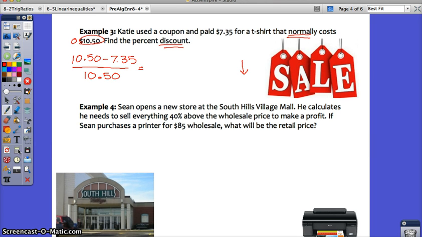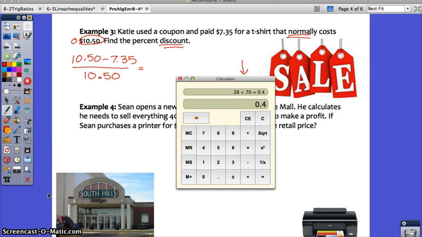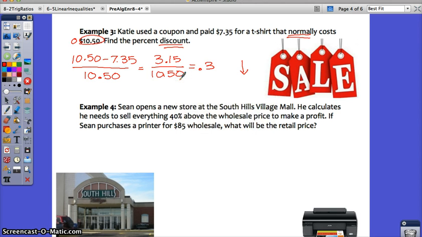So you can use your calculator if you want. 1050 minus the 735. And then you're going to take that and divide by the 1050. Divide by the original always. My answer is 0.3. Do not stop there.